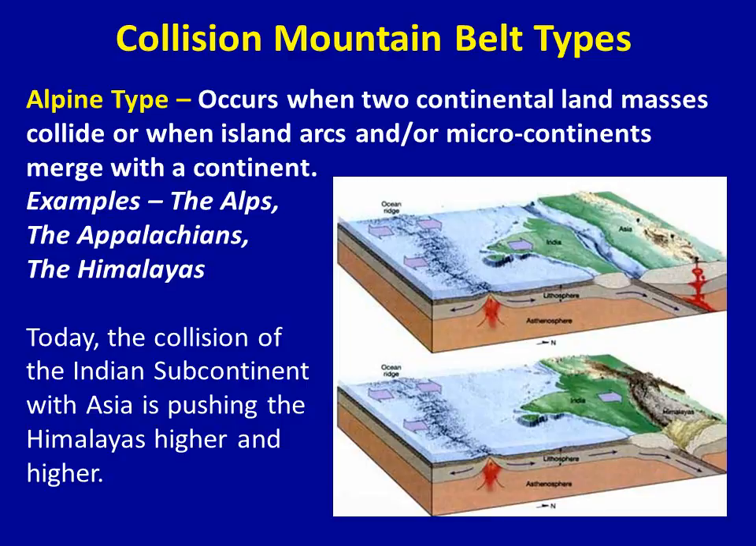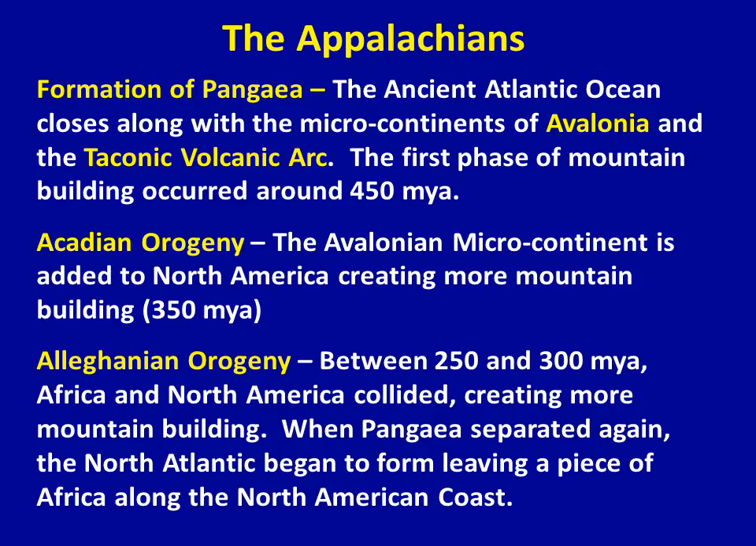And since both India and Asia are continental crust, they won't sink. And so the collision is just pushing up the Himalayan mountains higher and higher. And that process is actually still going on today. Now, I also want to mention the Appalachian Mountains. They're a very old mountain range, but have a very interesting and long developmental history.